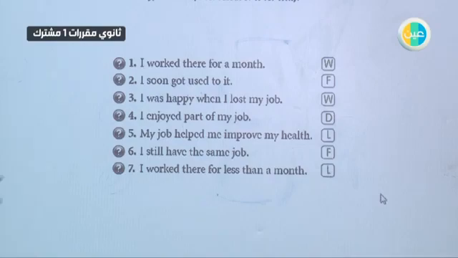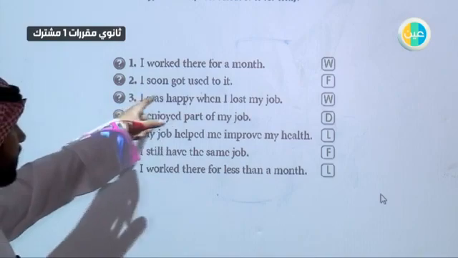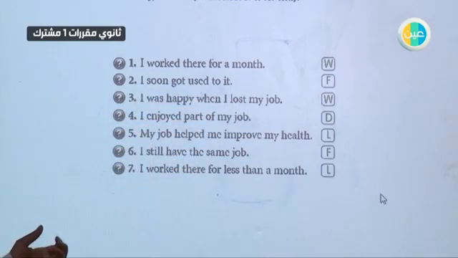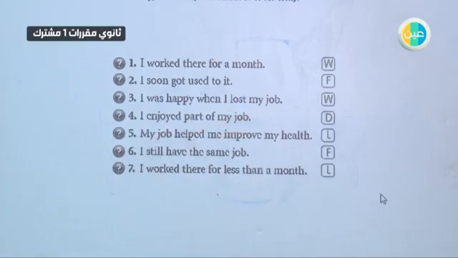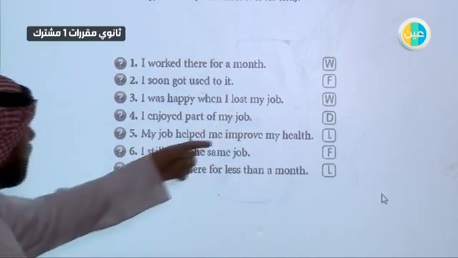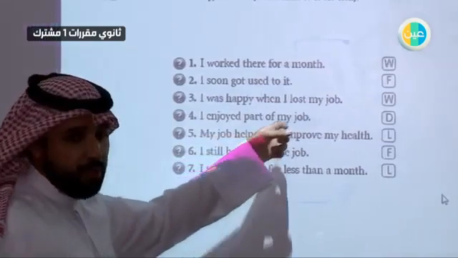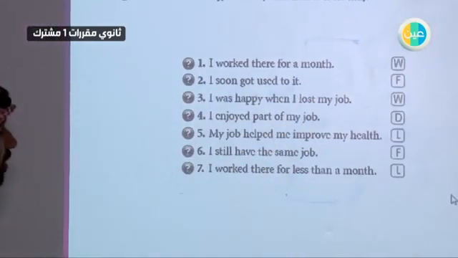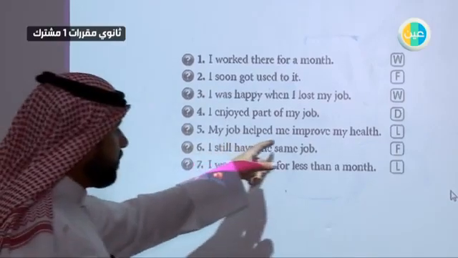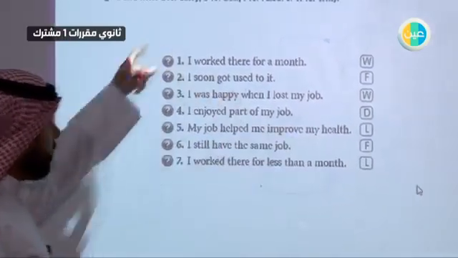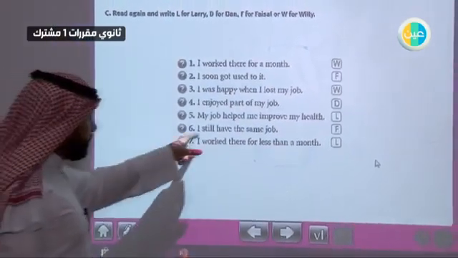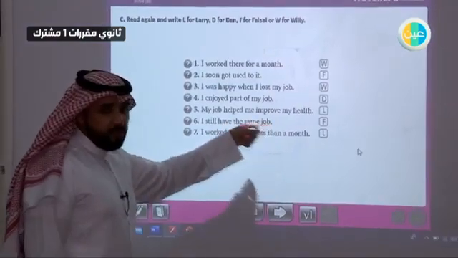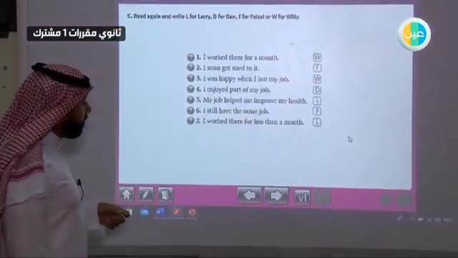So Willie, he just worked there for a month. Faisal, he got used to it. It was hard at the beginning, but then he got used to it. Willie, he was happy when he lost his job, when he was fired. Dan, he enjoyed part of his job, part, not the whole of his job. My job helped me improve my health. This is for Larry, when he stopped eating sugar or sweets. I still have the same job. Faisal, he's still at the call center.